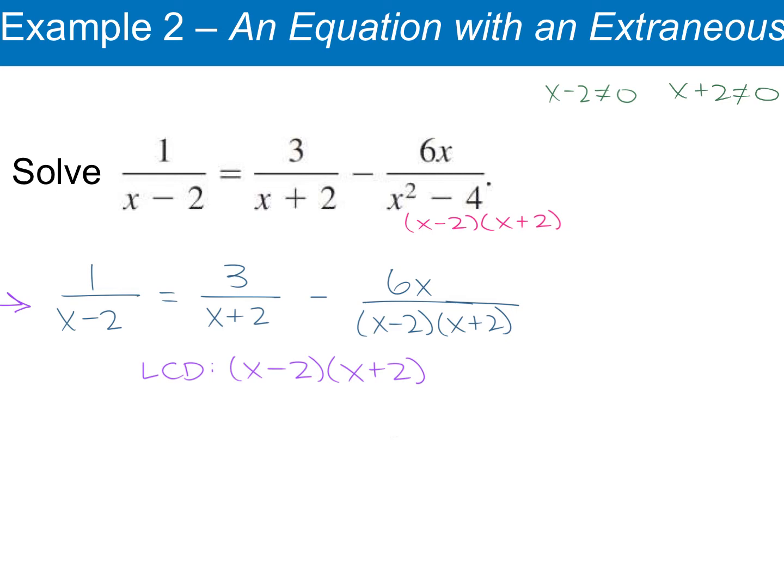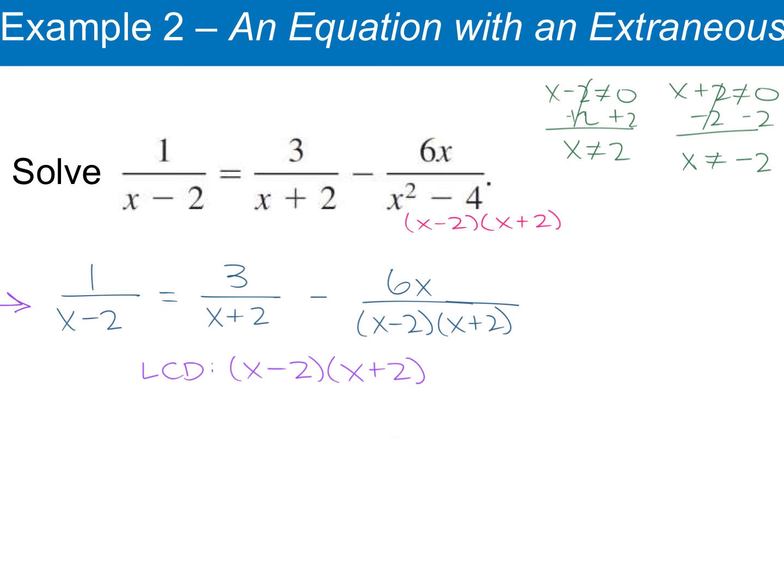Move your 2 over by adding it. So that gives us x can't equal positive 2. Do the other one by subtracting it. That gives you x can't equal negative 2. So those two numbers, the 2 and the negative 2, if you get your answer to be those, it's an extraneous solution. So from here, we're going to multiply everything by your least common denominator.